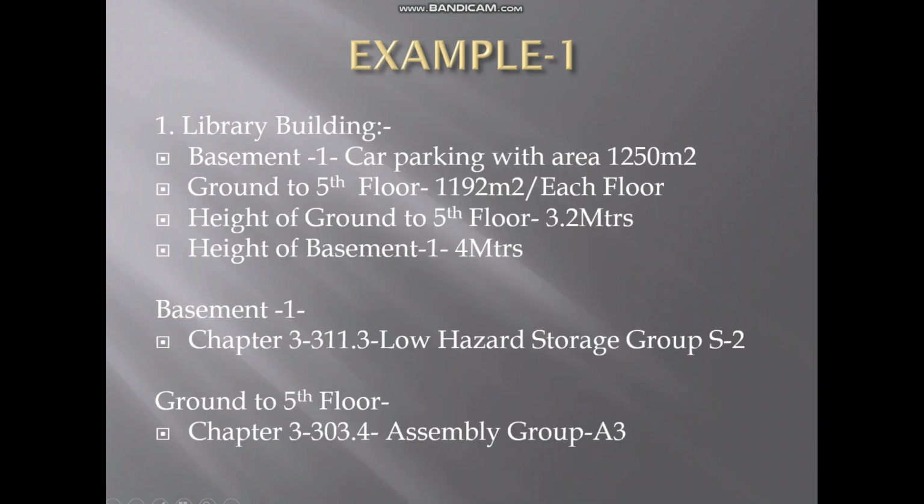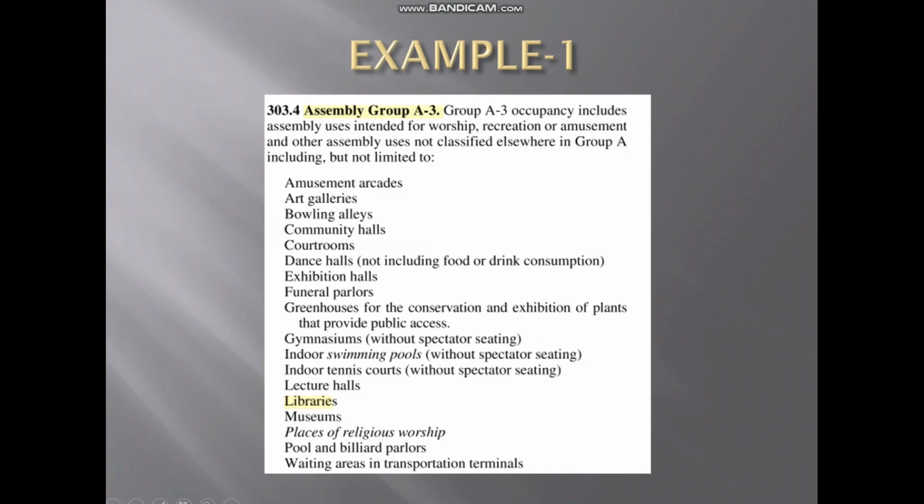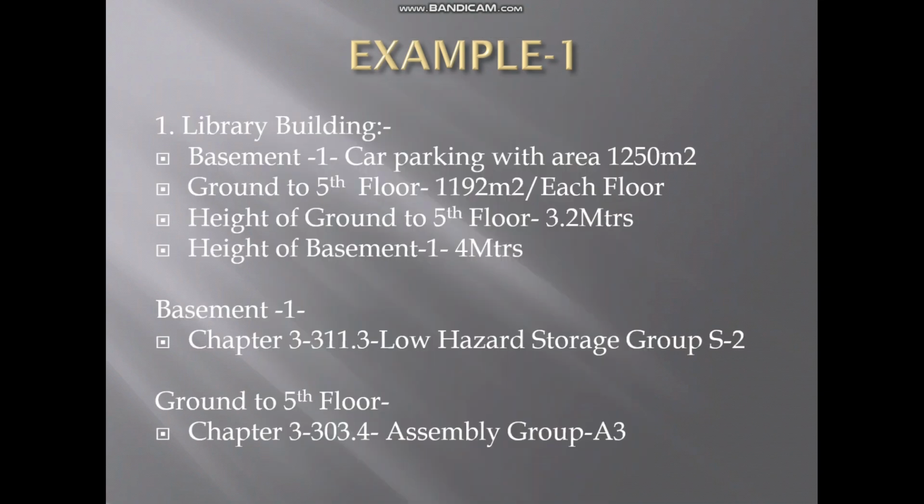The second thing is the library building from ground floor to 5th floor. It comes under the assembly group A3. We have different groups like A1, A2, A3, but here the library comes under assembly group A3. So first we finalize in chapter 3 where this occupancy comes. The second thing, which is the important thing, we have to consider is what type of firefighting system we need for these occupancies.